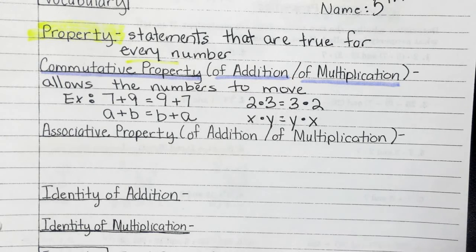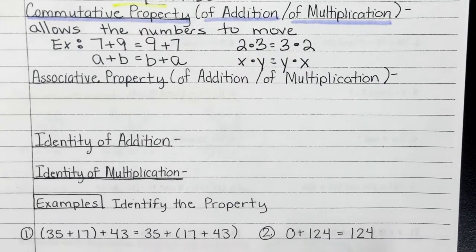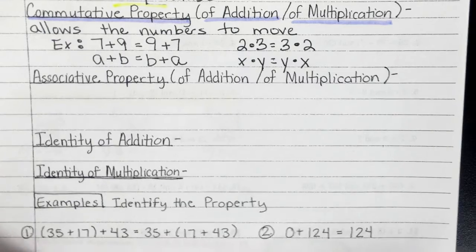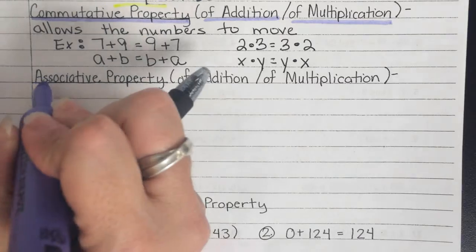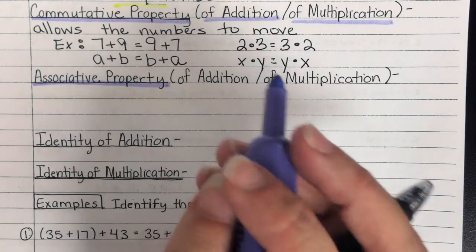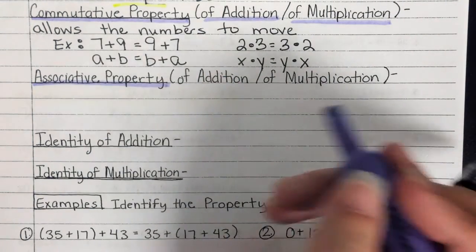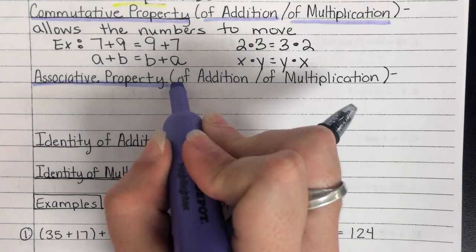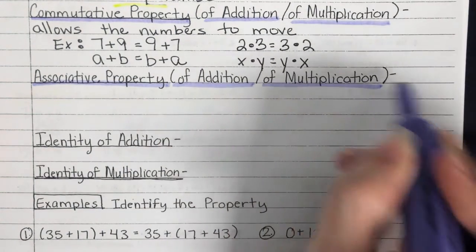The next one is called associative property. If you think about associating with people, we associate with different groups, but we don't ever really change. It doesn't matter if I'm in band class hanging out with them or if I'm in math class hanging out with them. I am still the same person. It can be of addition or it can be of multiplication.